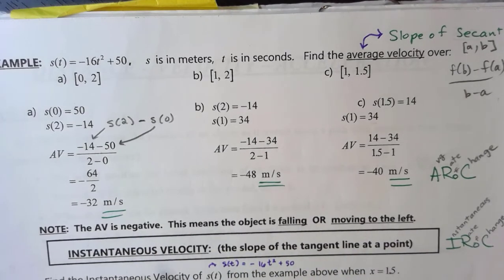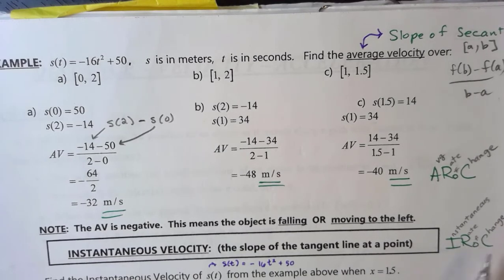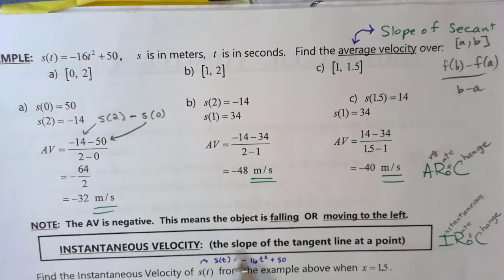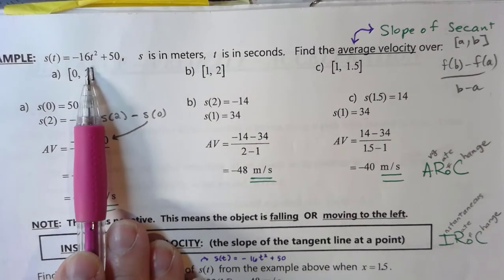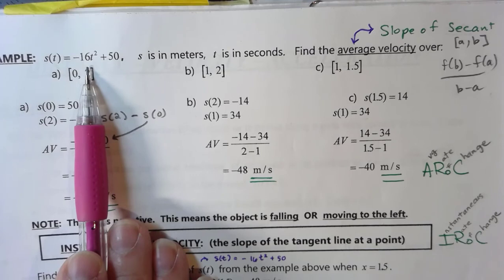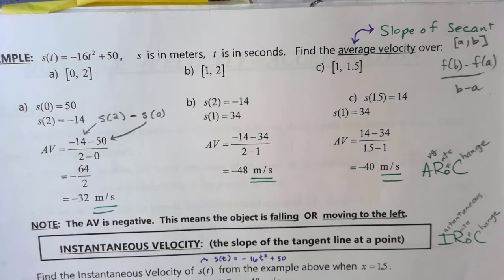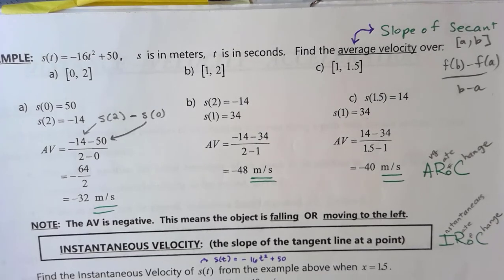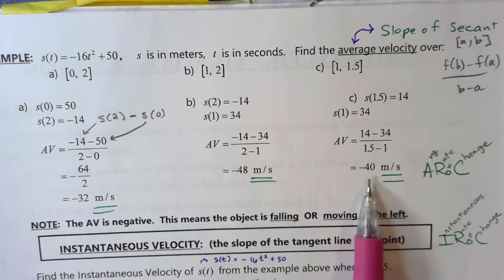Now, instantaneous velocity, instantaneous rate of change, IROC. This is the slope of the tangent line at the point. So secant line is average velocity, tangent line is instantaneous. So if I find the instantaneous rate of change, that means find the derivative of this, which is negative 32t, and evaluating it at 1.5 gives us this. This gives us how fast the particle is falling at exactly 1.5 seconds, which is different from over the span of 1/2 of a second.